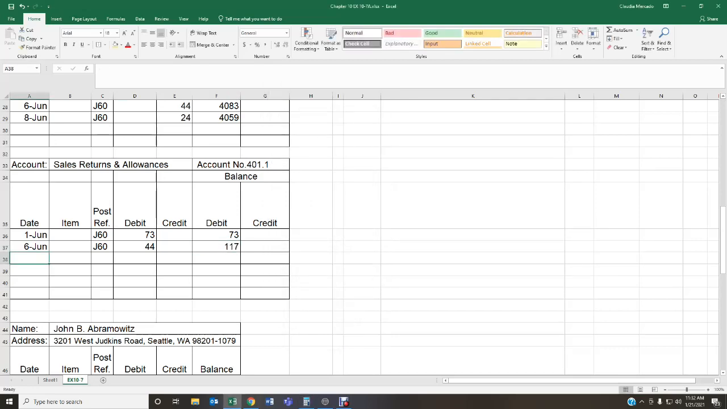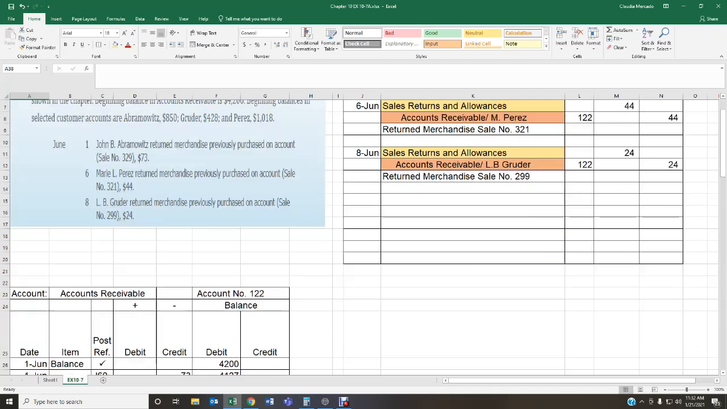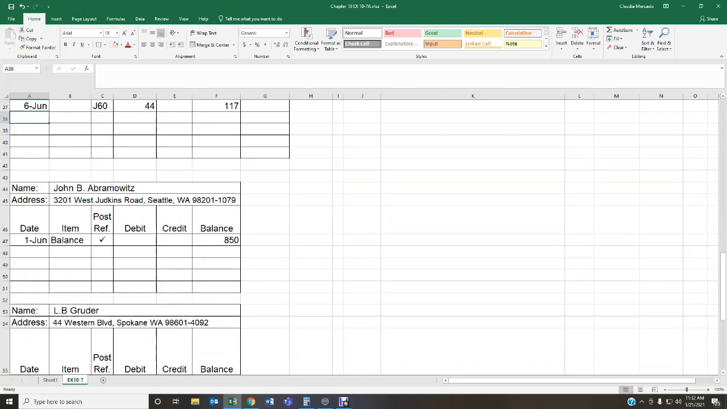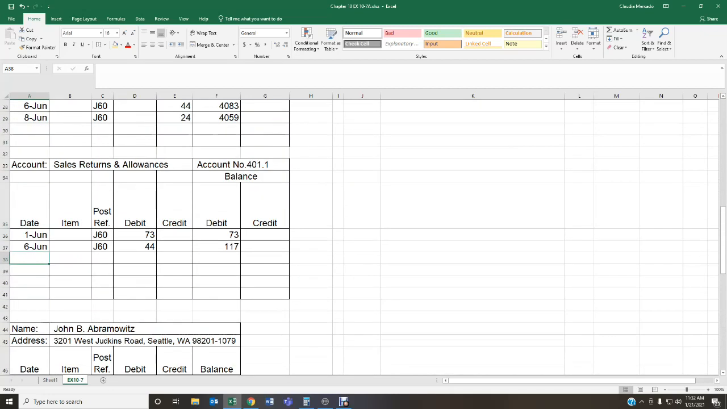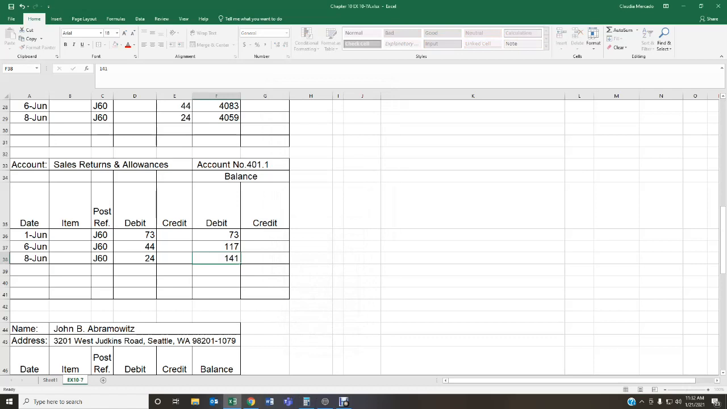Okay. And then we have the last transaction, which is our sales returns and allowance on the 8th for $24. So it's June the 8th, journal 60, and that is $24. So we're going to add another debit of 117 plus 24. That gives me 141. Okay, 141.